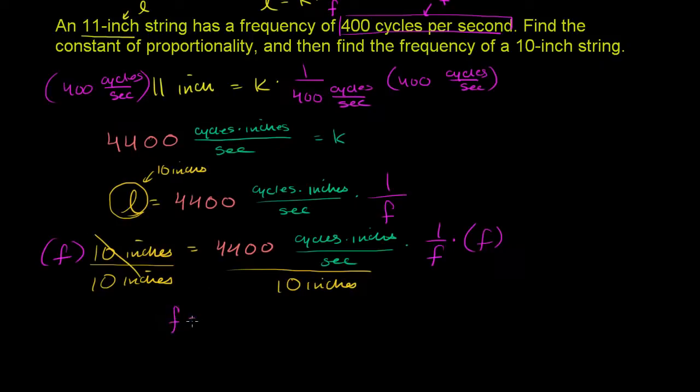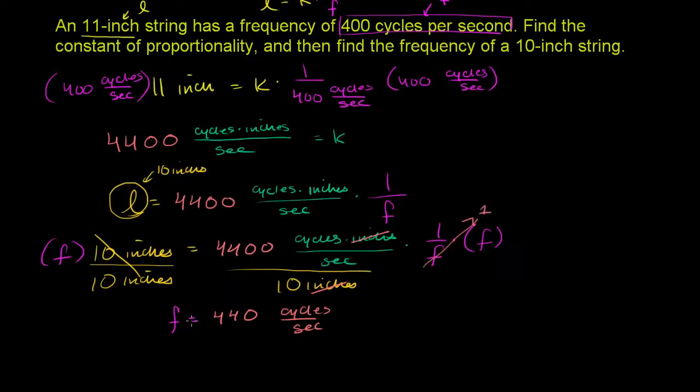On the right-hand side, we have 4,400 divided by 10, which is 440. And then you have cycles inches over second divided by inches. Well, the inches cancel out with inches, and you are just left with cycles per second. And obviously 1 over f times f cancels out to just being 1.